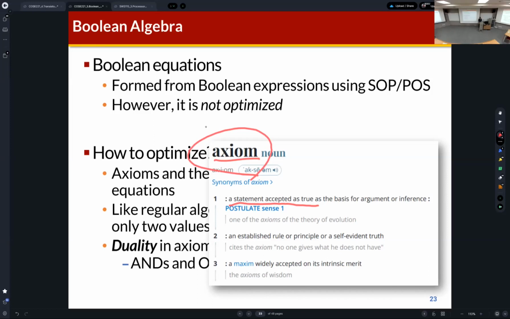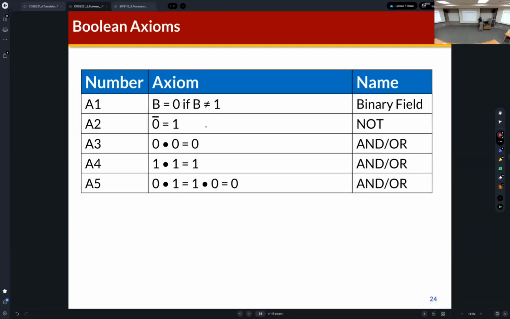So let's see the axioms of Boolean algebra. These are the axiom numbers, and these are the axioms. As I mentioned, axioms are obviously true, so we don't need to prove them. For example, axiom number 1: B equals 0 if B is not 1. It's obvious.